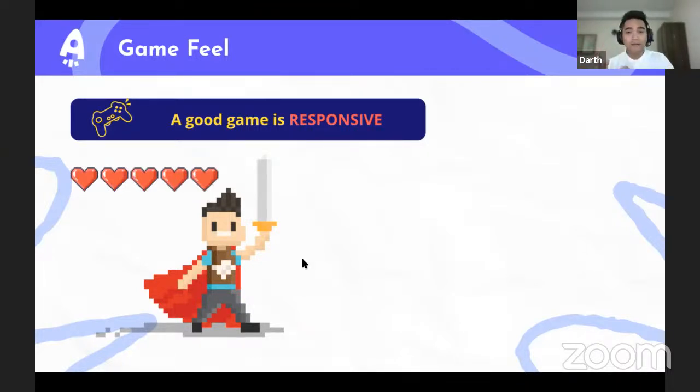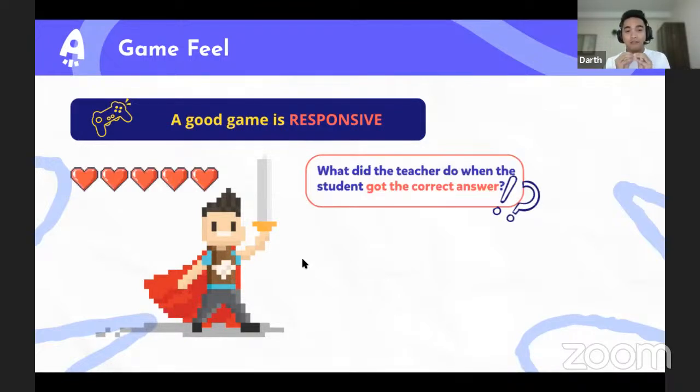In the example earlier, what did the teacher do when the student got the first correct answer? Nothing. First correct answer. Praise, no praise, right? The teacher didn't say anything, just moved on to making the student circle blue. What did I do? No reaction. So what would you have done after getting a correct answer?